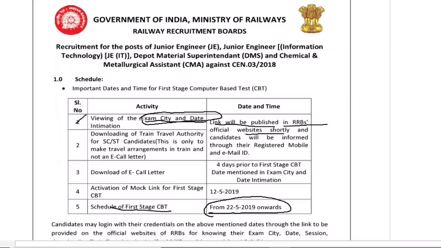Okay. And the next one, download e-call letter. This e-call letter is given 4 days prior to the first stage CBT1 date. That means if a student has an exam date on 22nd, he can download his call letter from 18 May. That is 4 days prior to first stage CBT1.